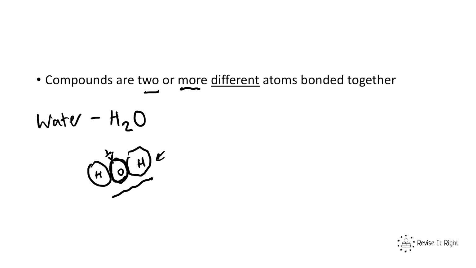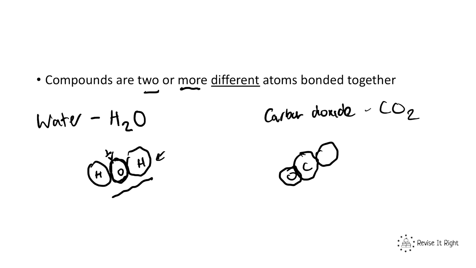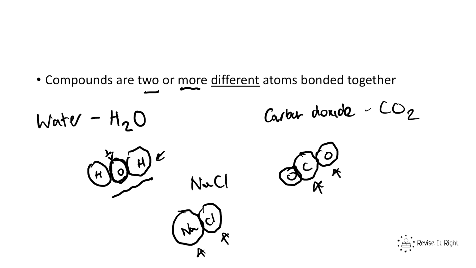Now another, very well-known example is carbon dioxide. Now as we know, carbon dioxide is made up of one carbon atom bonded to two oxygen atoms. So again, because it's two or more different types of atom, carbon being one type and oxygen being the second, we call it a compound. And the final example we're going to look at is table salt, which is sodium chloride. Now sodium chloride, or table salt, is made up of one sodium and one chlorine. So it's made up of two different types of atom, so therefore it is a compound.